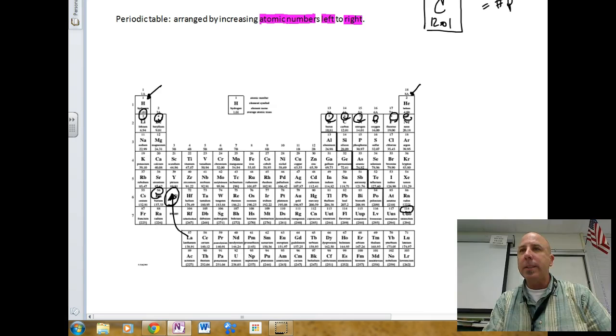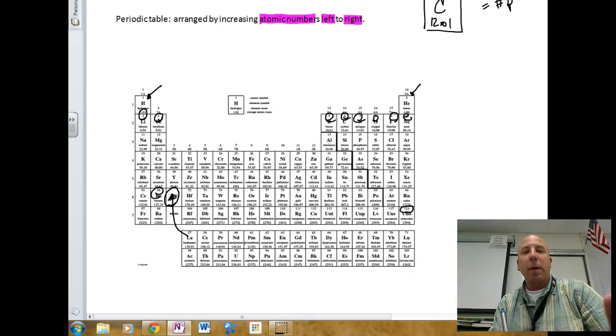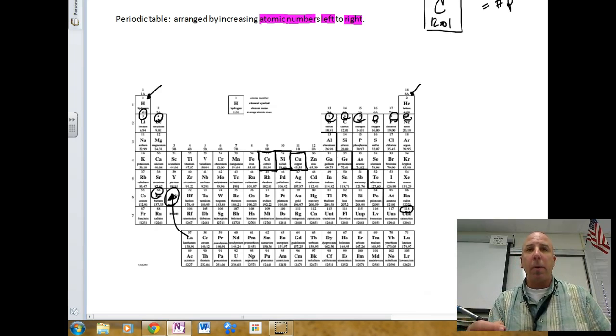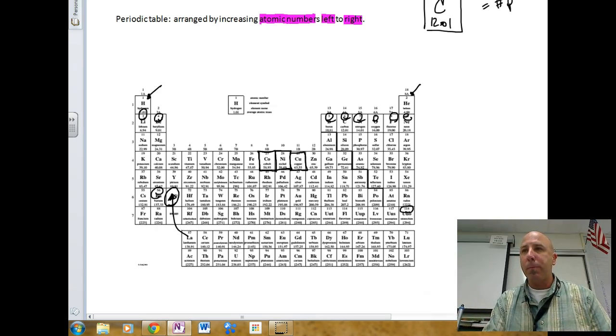Okay, so increasing atomic number left to right is the way the periodic table is arranged. You'll also notice that for the most part, it is an increasing atomic mass going left to right, but there are, of course, a few exceptions. If you look down here, right in the middle of the periodic table with cobalt, cobalt has an atomic mass of 58.9. Then it drops down to 58.6 and then increases to 63 with copper. So there are exceptions to the atomic mass, that bottom number, but the top number does stay the same. So protons are increasing left to right.